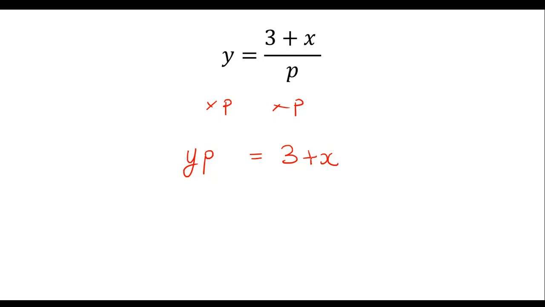Again, I don't want 3 plus x, I want x by itself. I'm going to subtract 3 from both sides. So it'd be yp take away 3 equals x. So I've changed my subject and now made x the subject. You might want to go back and rewatch this video if you find trouble later on.